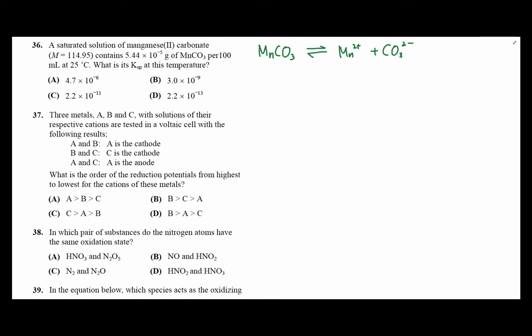Initially we have 0 ions, but when we reach the equilibrium, we have a certain concentration of dissolved ions for both manganese and the carbonate. So we're gonna have plus S and plus S. It's a 1-to-1 ratio. So this is our saturated solution. We have 5.44 times 10 to the negative 5th gram. We're gonna change this to number of moles.